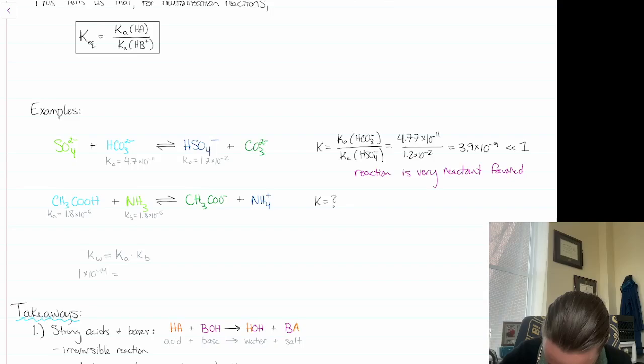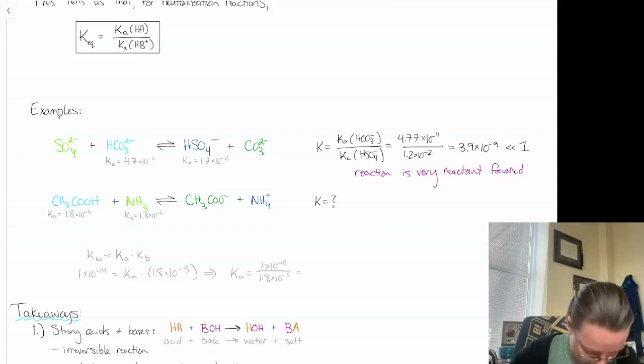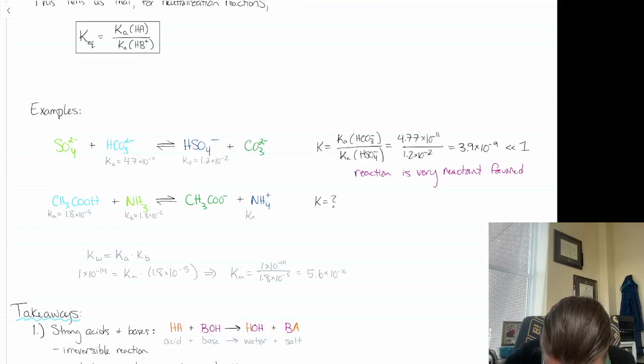And so our Kb value for ammonia is 1.8 times 10 to the negative 5th. Solving for Ka, that's simply going to be Kw divided by Kb. Once again, doing this in our calculator, we're going to get 5.6 times 10 to the negative 10. And so we can plug in that Ka for ammonium is going to be equal to 5.6 times 10 to the negative 10.